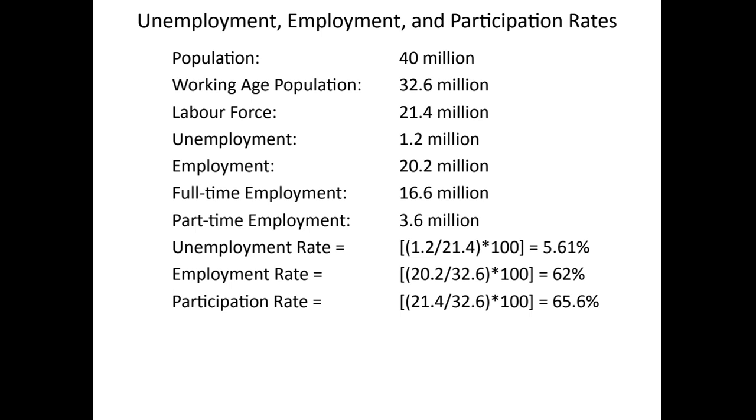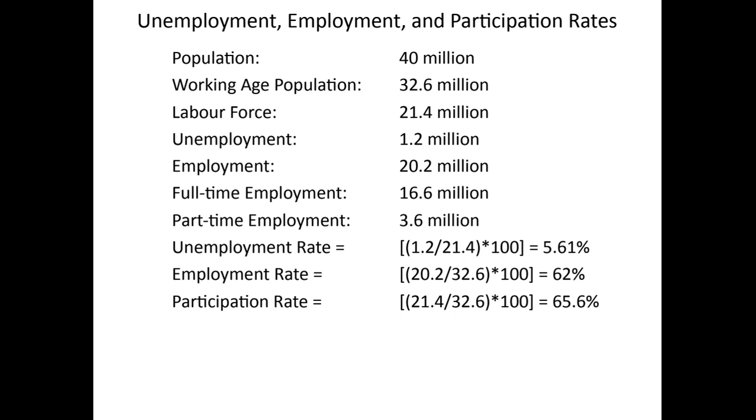So total employed workers are 20.2 million workers. Remember, I told you that there are two types of employment, full-time and part-time. So full-time employment equals 1.6 million. So 1.6 million workers are working on full-time basis, and 3.6 million people are working on part-time basis. So we have employment, full-time employment, part-time employment. Then we have unemployment, not rate, number of workers unemployed. And then we have labor force, working age population, and population.